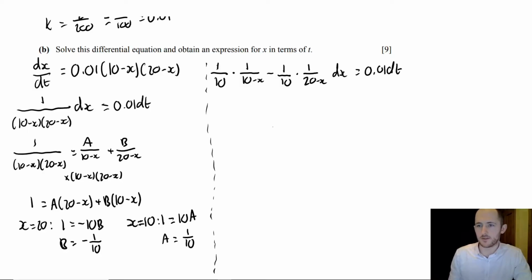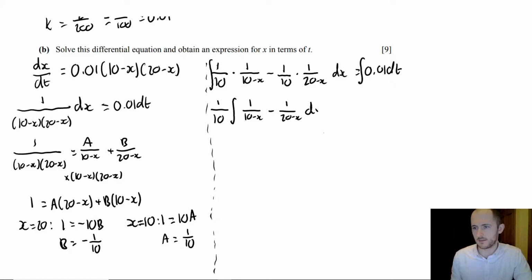Now what I'm going to do is integrate both the left and right hand sides. The left side is with respect to dx because dx is there. The right hand side is with respect to t because dt is there. So I'm going to now pull out the 1 over 10 in front. Okay. And we have 1 over 10 minus x minus 1 over 20 minus x dx. Now the right hand side is just going to obviously be 0.01t plus c.